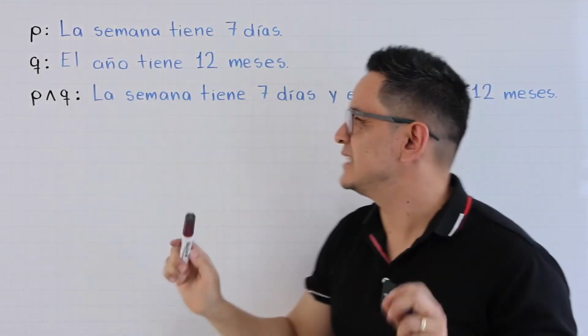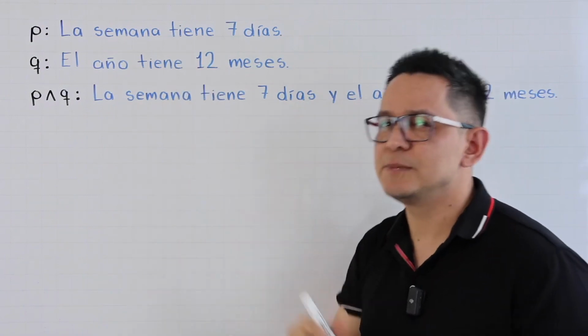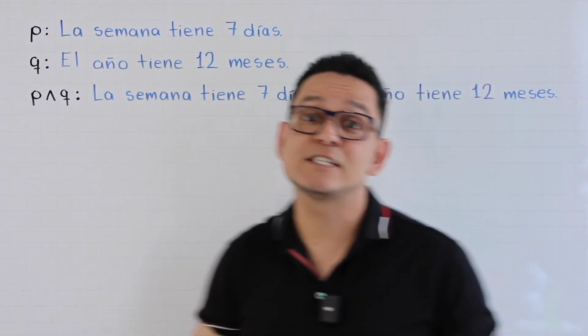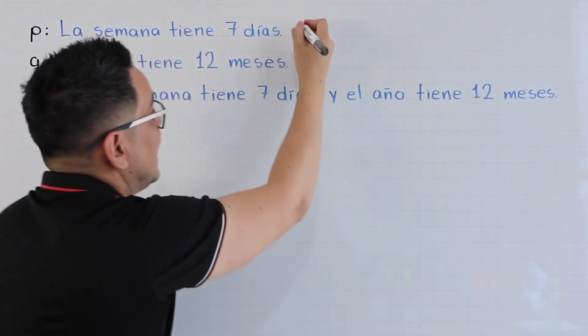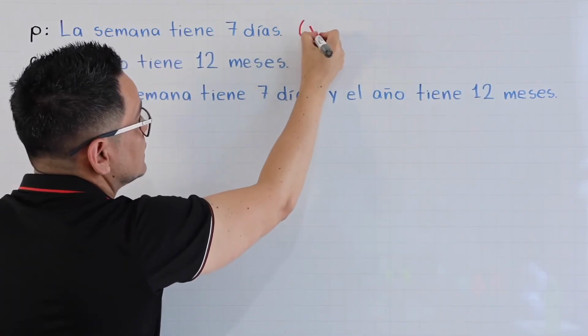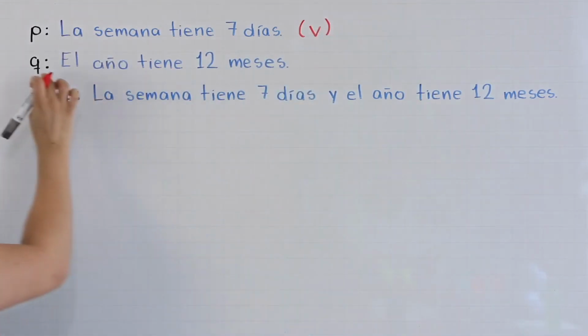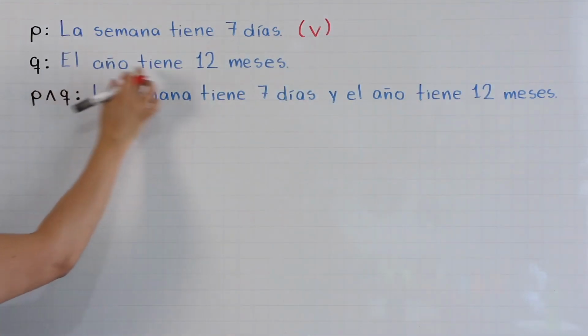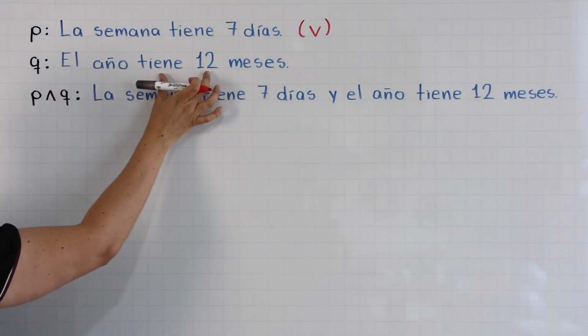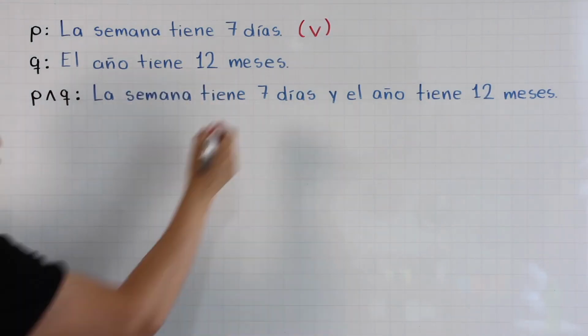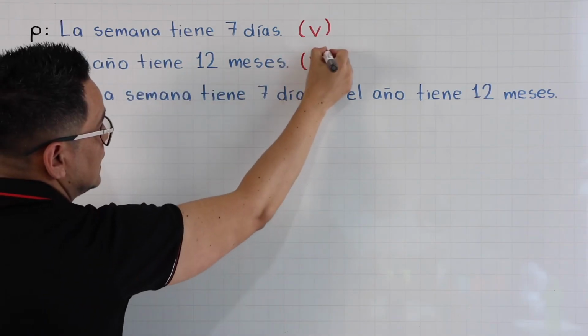So start thinking, is this proposition P true or false? Very good, that's a true proposition. So I'm going to put a T in parentheses here. Now let's go with this other proposition. The year has 12 months. Is this proposition true or false? Very good, it's true. So we put a T.